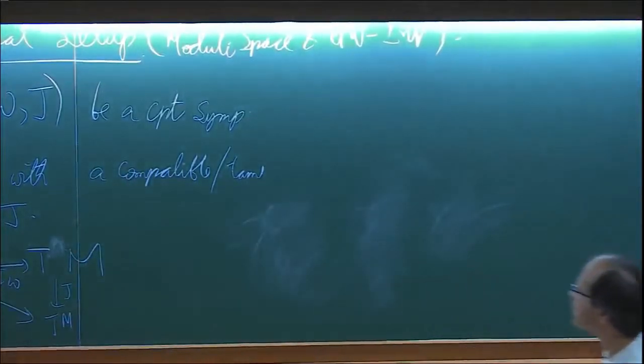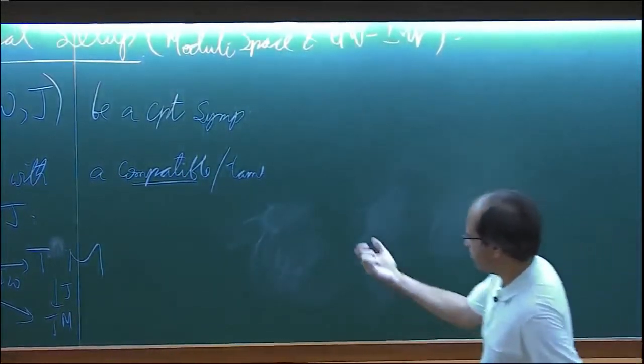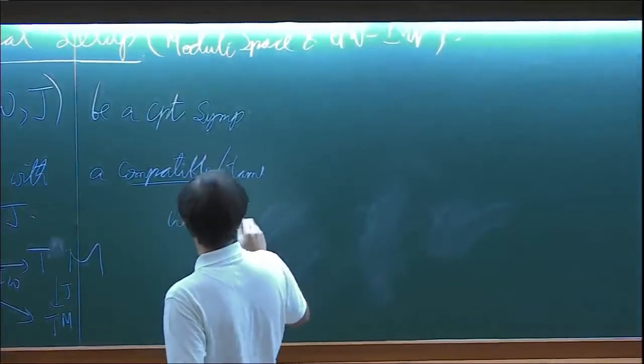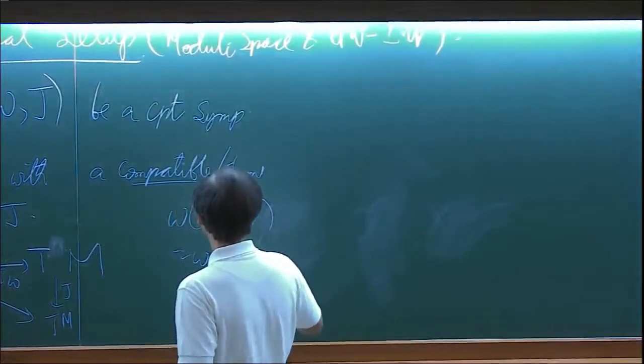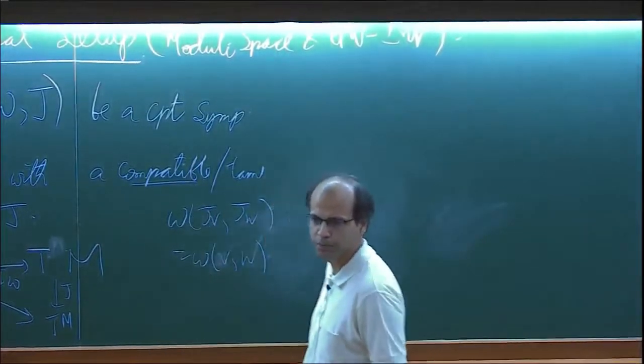Compatible is not really so important, but compatibility is a more natural looking condition. Compatibility says that omega(JV, JW) is omega(V, W). So compatible means it is tame plus this condition holds.